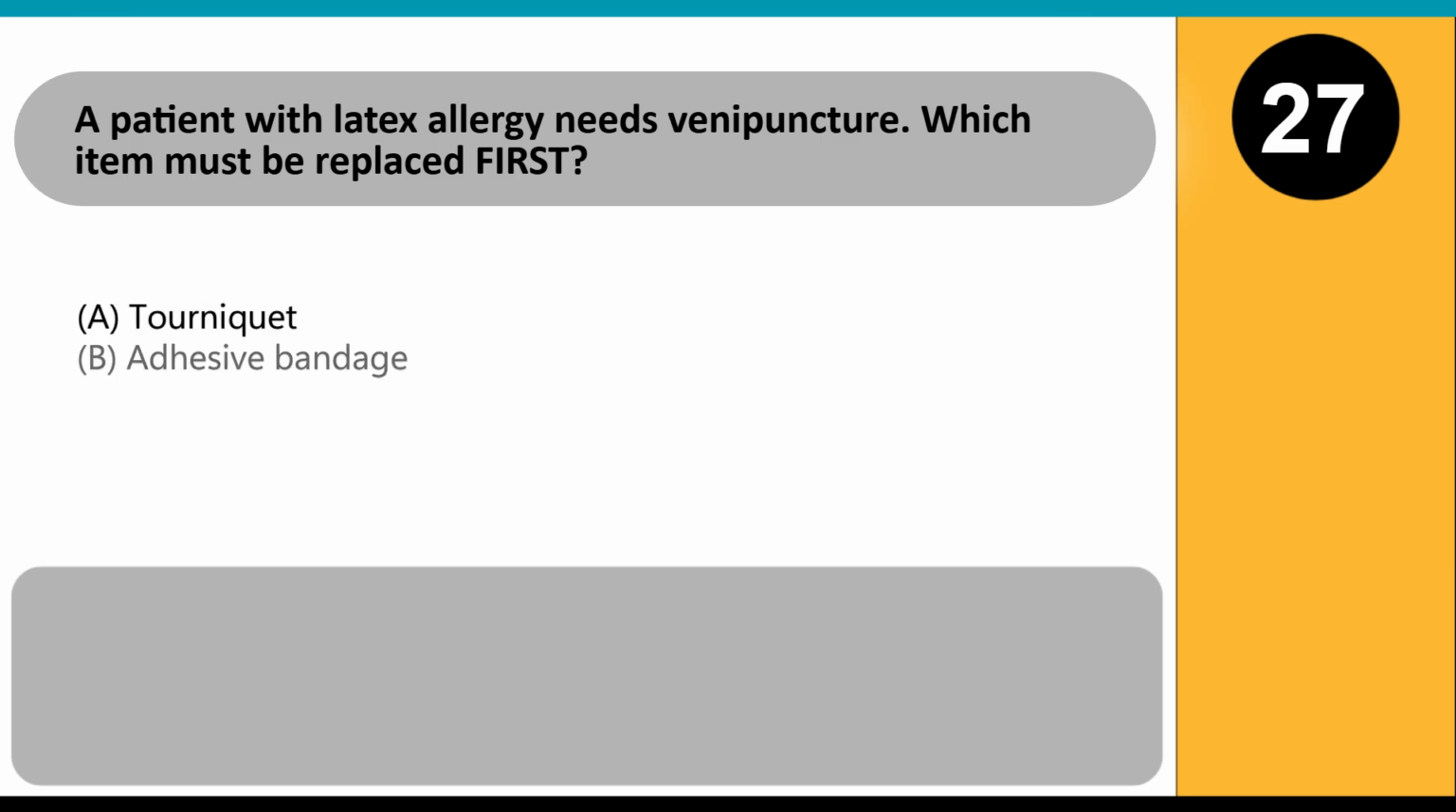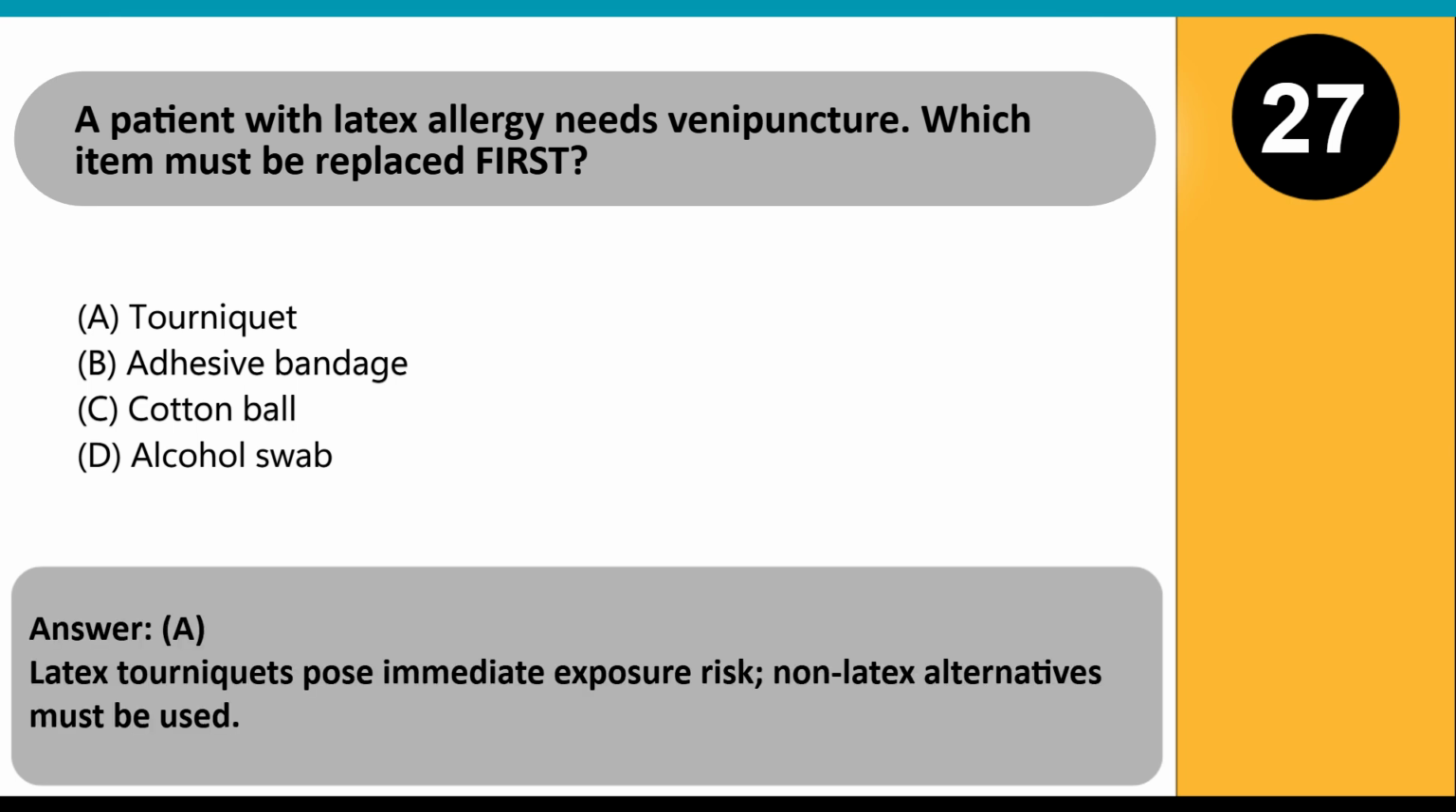A patient with latex allergy needs venipuncture. Which item must be replaced first? A. Tourniquet. B. Adhesive bandage. C. Cotton ball. D. Alcohol swab. Answer A. Latex tourniquets pose immediate exposure risk. Non-latex alternatives must be used.